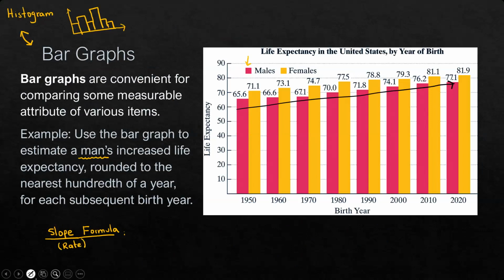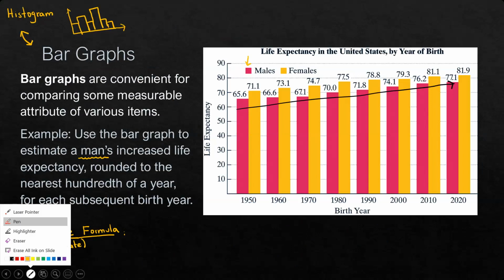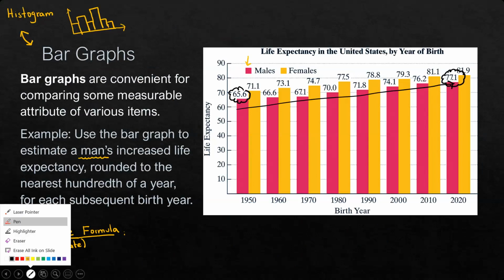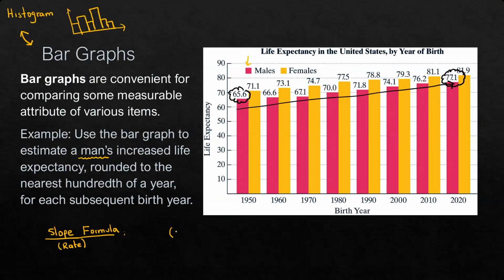So in this case, I'm going to use this point and that point right there. And so the way I see that is in this way. We have 2 points. The point 1950, comma 65.6. And I see another point, which is 2020, comma 77.1. So this will be our x1, y1, x2, y2.